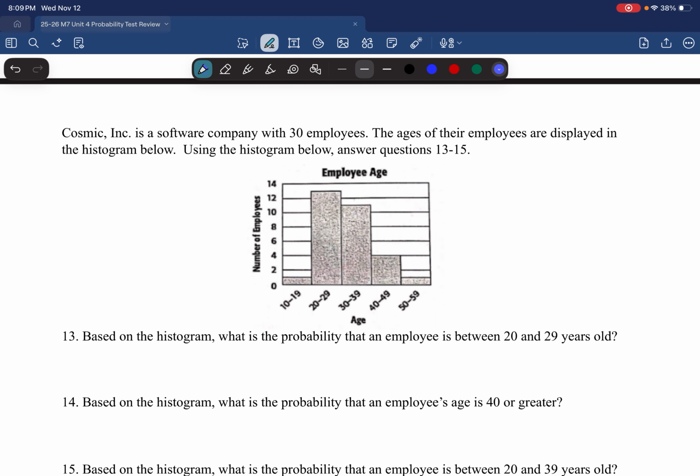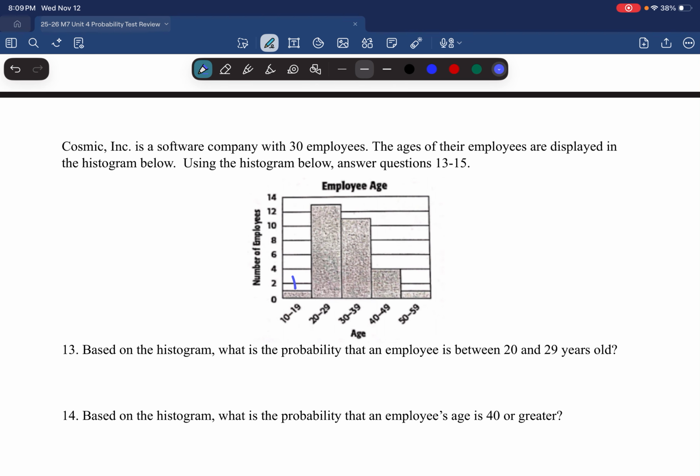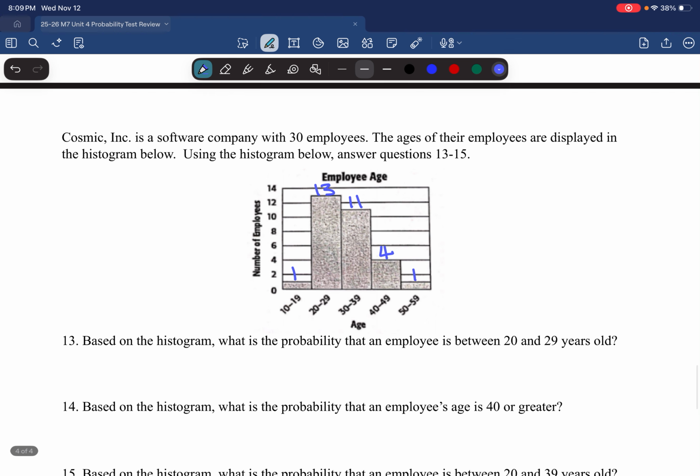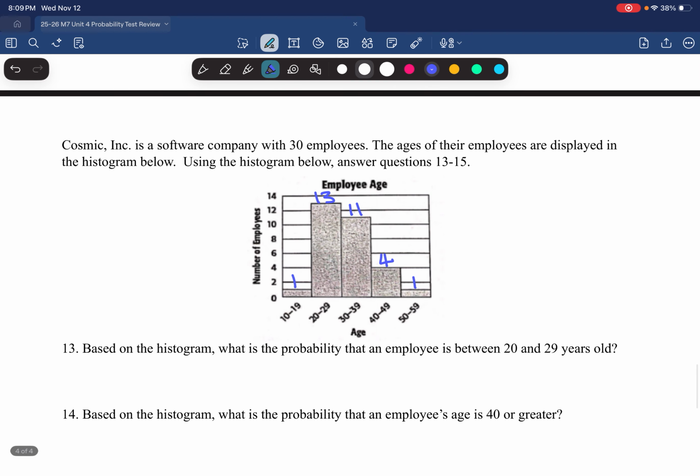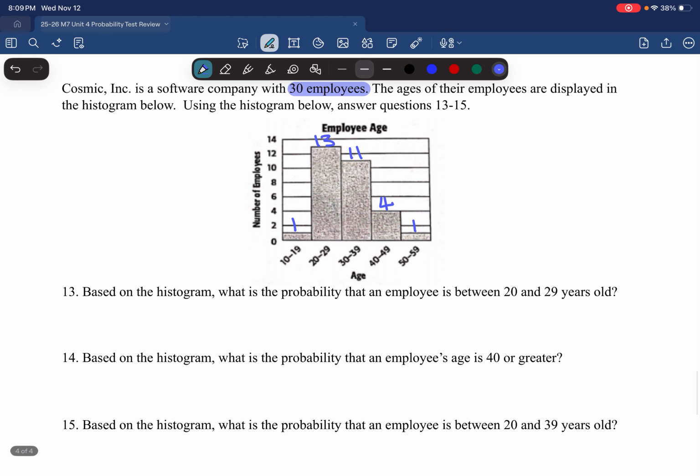All right, so the first thing I want you to do when you have the histogram, to make it a little bit easier on yourself, is go ahead and count the frequency. All right, so first one is 1. This is 13. This is 11. This is 4. And this is 1. So then you don't have to go back and count every single time and risk making a mistake. I already know what the frequency is for each interval, bin, or class.